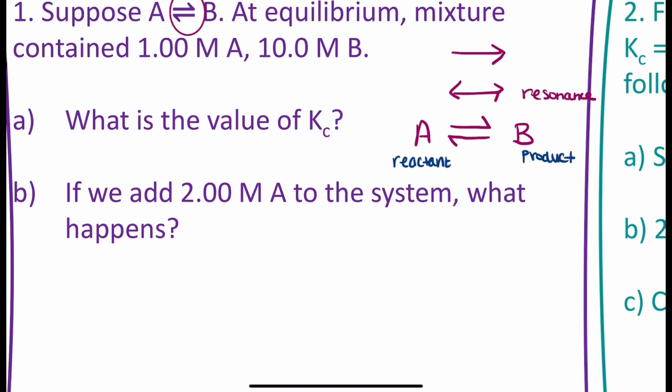Yes, the reaction can go backwards. B can react to form more A. In that case, B would be the reactant, A would be the product. But as written, A is the reactant, B is the product. And we write it that way so that we can communicate and talk as scientists, okay? So we're still saying that A is the reactant, B is the product. We just understand with the arrows, the reaction can go back and forth.